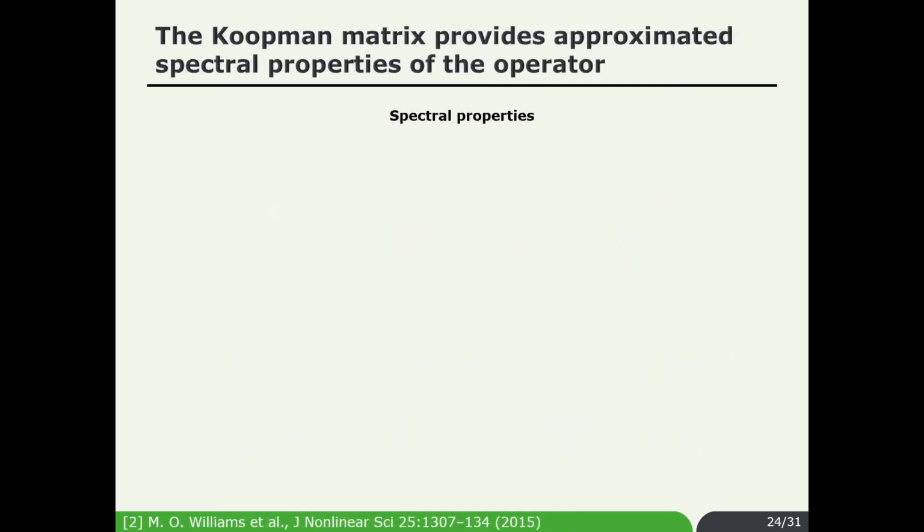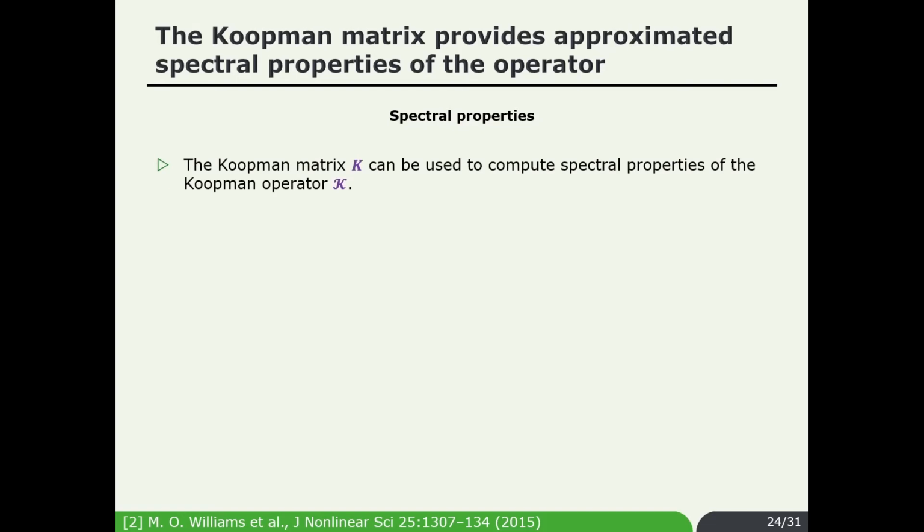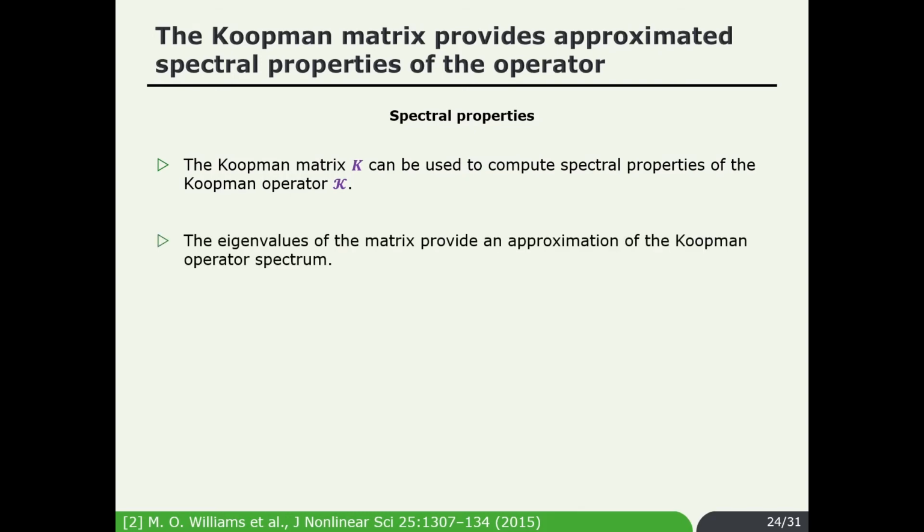Another aspect of the Koopman matrix that we can study, and finally the one that interests us, is the spectral properties. Indeed, the Koopman matrix can be used to compute spectral properties of the Koopman operator. The eigenvalues of the matrix provide an approximation of the Koopman operator spectrum.